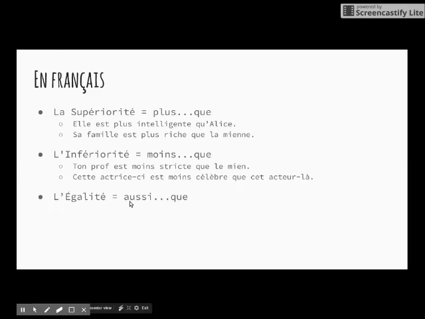Et pour l'égalité, on utilise aussi adjectif que. Par exemple, tu es, on utilise être encore, tu es aussi bavard que moi. Voilà, aussi, l'égalité, aussi, adjectif bavard que moi. Cette robe-ci est aussi jolie que cette robe-là. Voilà, on doit faire l'accord encore, jolie avec E à cause de cette robe-ci. Aussi, adjectif que. C'est presque la même chose que l'anglais.